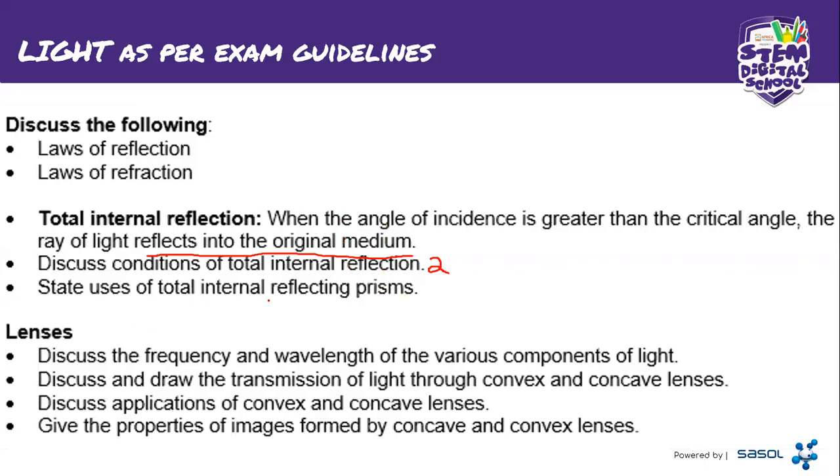And then we said you must be able to state the uses of total internal reflecting prisms. And I indicated to you there that you must know 2 uses. At most, we'll ask you for 2. One that I gave you is that it is used in endoscopes. And another one is that it is used in optical fibers. So know that. All of this we have talked about.